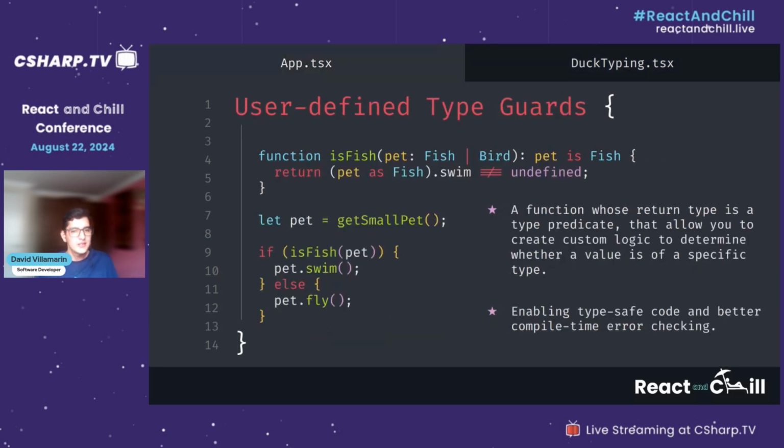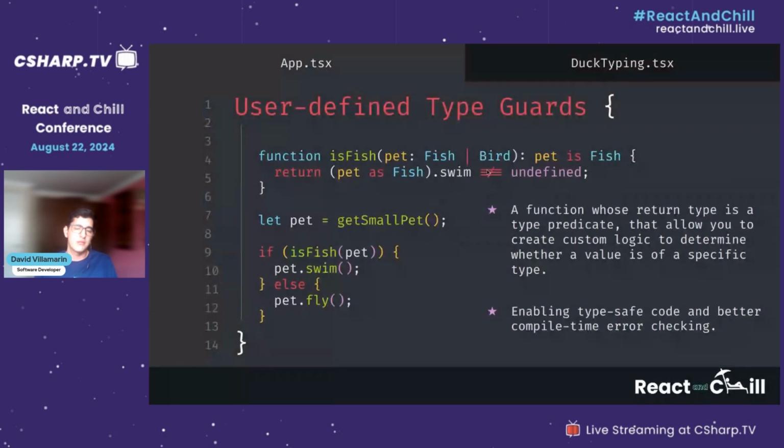So what is a user-defined type guard? Basically, this is a function whose return type is a type predicate, right? So we are composing these previous concepts, basically, that allow you to create custom logic to determine whether a value is of a specific type. So in this little example, we can have a pet, a small pet. That could be a fish or could be a bird.